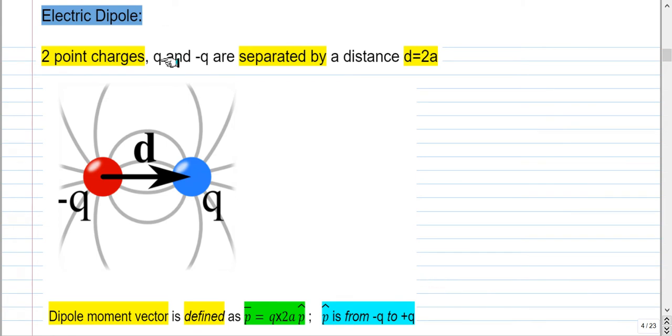Electric dipole consists of 2 point charges plus q and minus q separated by a small distance d, which is also represented as 2a. Here there are 2 point charges minus q and plus q separated by a distance d. Dipole moment vector is defined as the charge q into the separation 2a, and the direction is from minus charge to the positive charge. So this arrow shows the direction of the dipole moment vector.